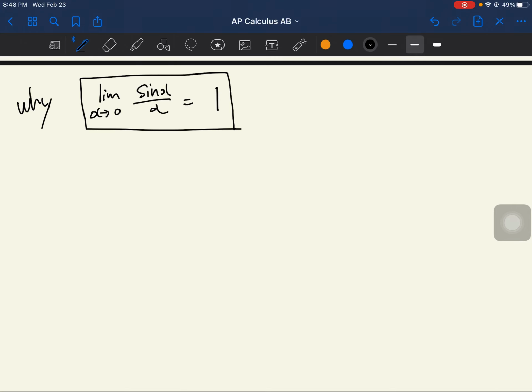To prove this equation, we are going to use the squeezing theorem. Do you have any idea about it? Actually, in my previous video, I explained the squeezing theorem, so please check the video out as well. And okay, let me simply explain it.